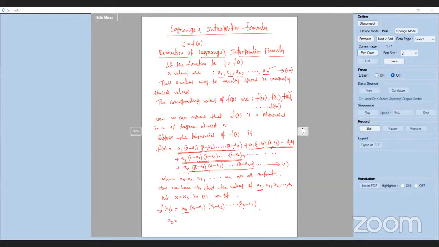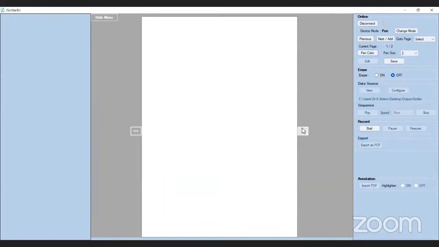So I am going to take another page. So a0 is equal to, what will we get? a0 is equal to f of x0 divided by, what is the remaining one? x0 minus x1, x0 minus x2, and so on, x0 minus xn. So this is the a0 value.